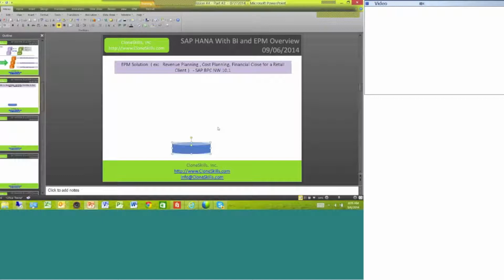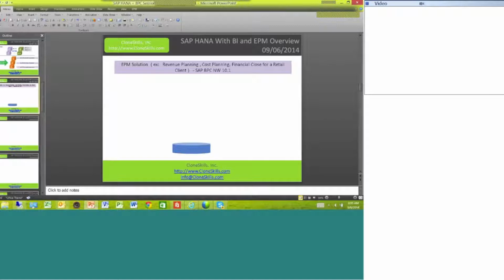What is the system that is the source for actuals? In this case, it's SAP ECC. So we do need to understand SAP ECC. What do you mean by actuals?